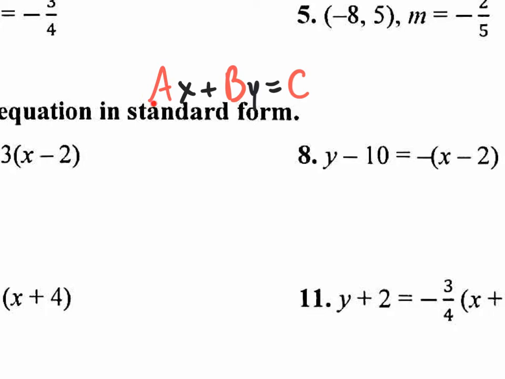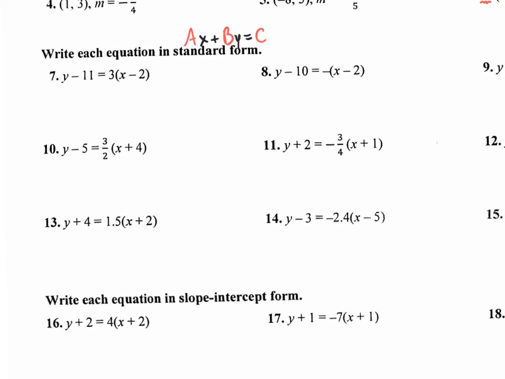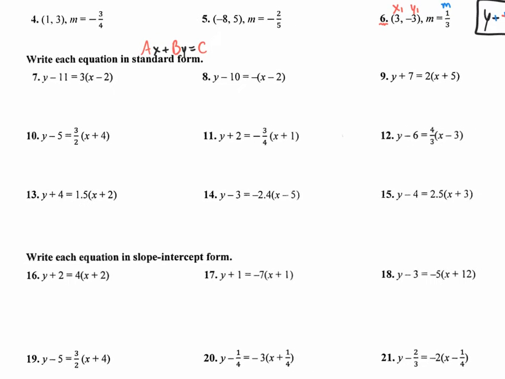And most of the time we want the A value to be positive. So all we have to do is make sure that our x's and our y's are on the left side of the equal sign, and a number without any variables is on the right side. As you could see on all of these questions, and we're doing the even ones on this worksheet, they're all in point-slope form.